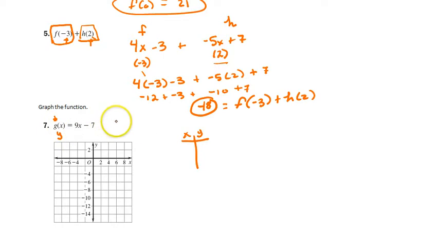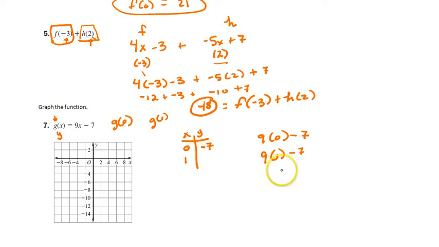I'm going to make g of 0, so that means I'm going to insert 0 into the function machine, and then it's going to be multiplied by 9 and subtracted from 7, which will give me negative 7. And then let's also try 1. So that's going to be g of 1. And in that equation I'm going to take 9 times 1 minus 7. And that'll give me 9 minus 7, or 2.